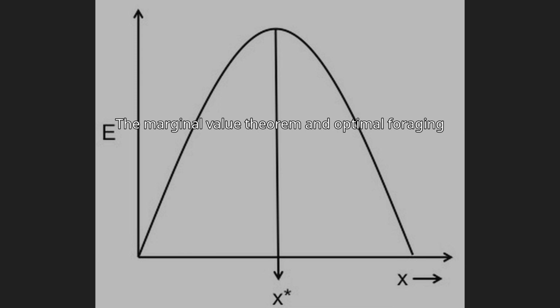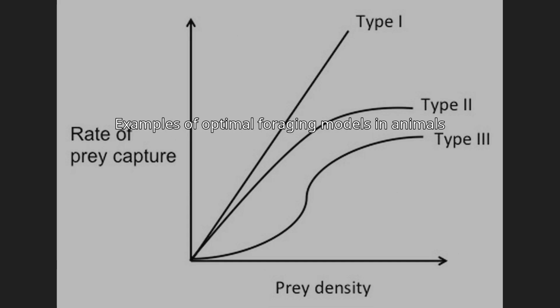In order to maximize the currency, one wants the line with the greatest slope that still touches the curve, the tangent line. The place that this line touches the curve provides the optimal decision rule of the amount of time that the animal should spend in a patch before leaving. Examples of optimal foraging models in animals.